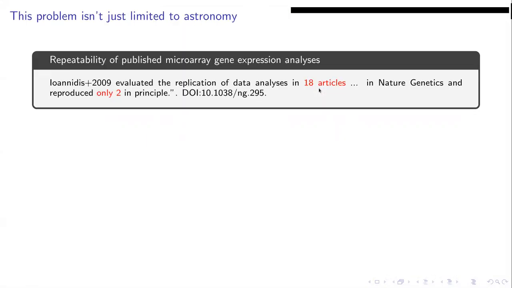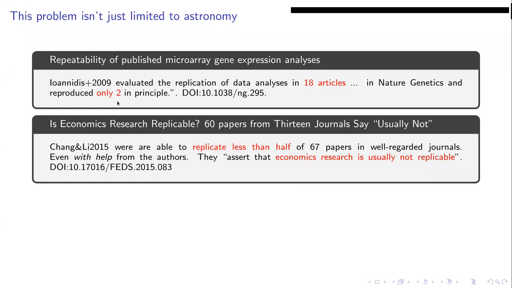So for example, this paper in gene analysis, they studied in 2009, so it's more than a decade old. But they studied 18 papers in Nature Genetics, and they could only reproduce two of the results. Or this one in economy, they studied 60 papers. They were able to reproduce less than half of the papers in very well-regarded journals in economy.